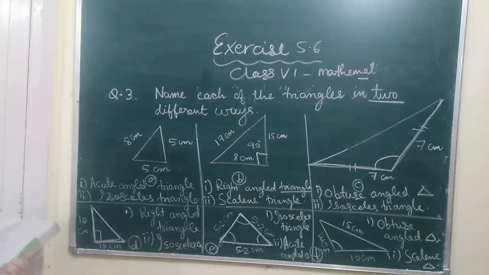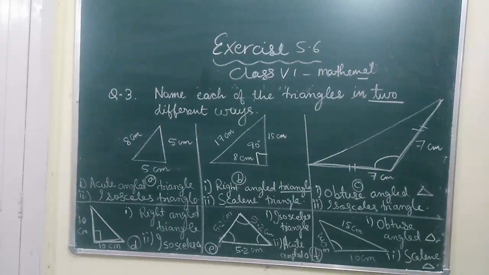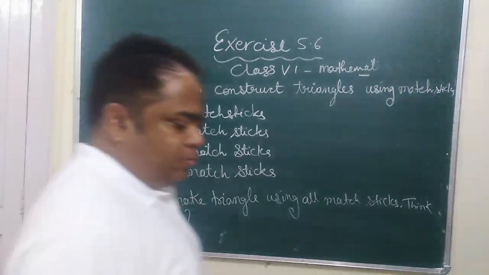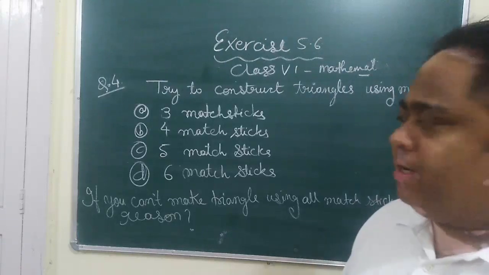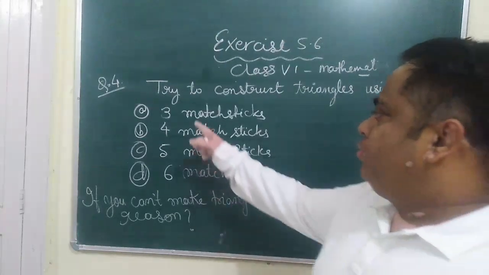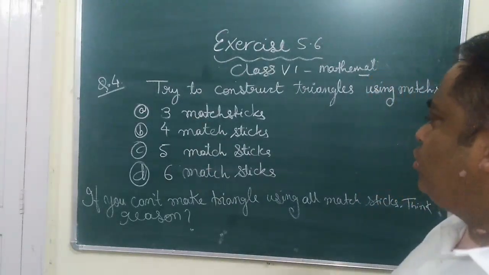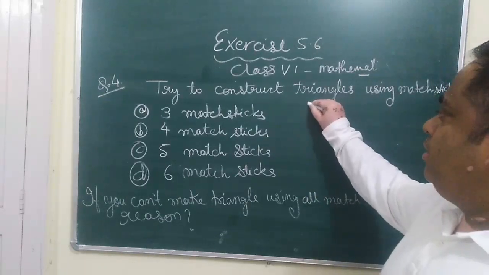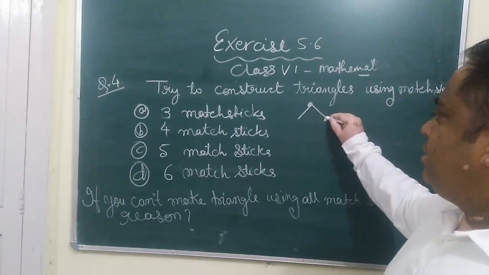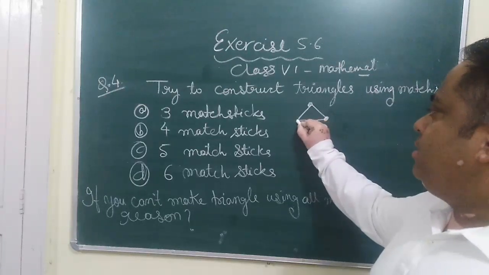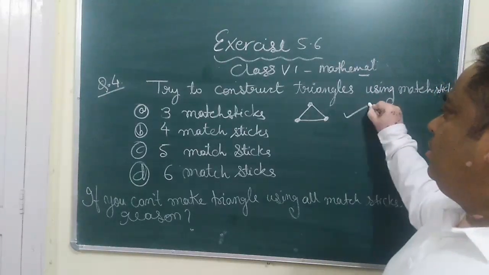Now we'll do question number 4. So this is question number 4. It is a practical question in which you have to use matchsticks for drawing triangle. Now, with 3 matchsticks, if you are asked to draw a triangle, you can do it very easily. This is one matchstick, this is another matchstick, and this is another matchstick. Yes, you can do it.